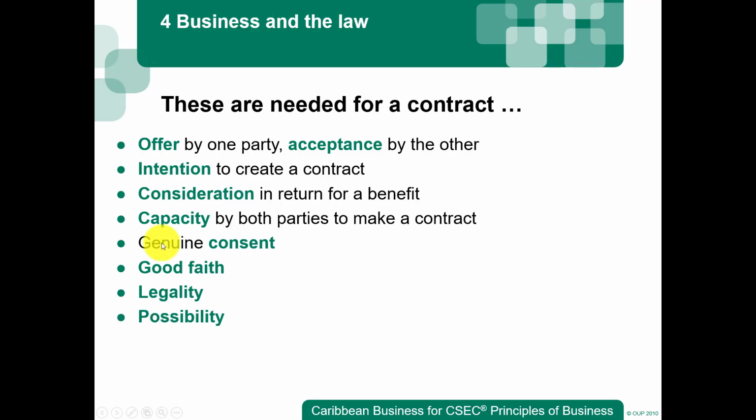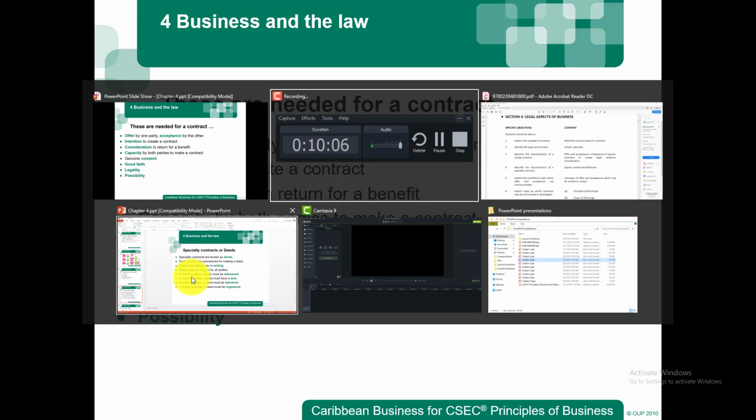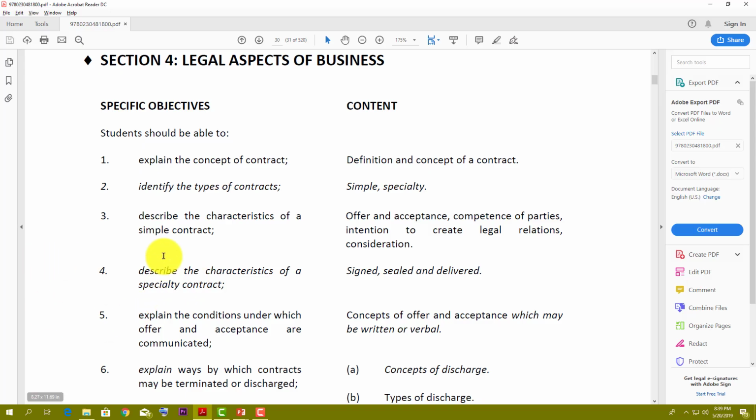So all these are needed for a contract: simple contract and specialty contract. But the specialty contract now would have the added sign, seal, and delivered aspects of it. Okay, so that's that part. That is describing the characteristics of a simple contract and a contract in general.